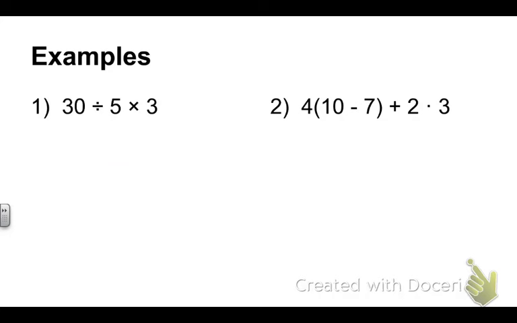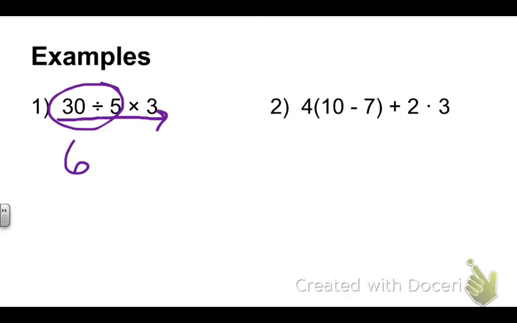So a couple of examples that we have here. Alright, number 1, 30 divided by 5 times 3. If we go step by step, 1, no grouping symbols, so we can move on. 2, no exponents, we can move on. 3, multiplying and dividing from left to right. Well, if I go left to right, just like I read, the very first thing that I see is division. That's what you need to do first. So 30 divided by 5 is 6.